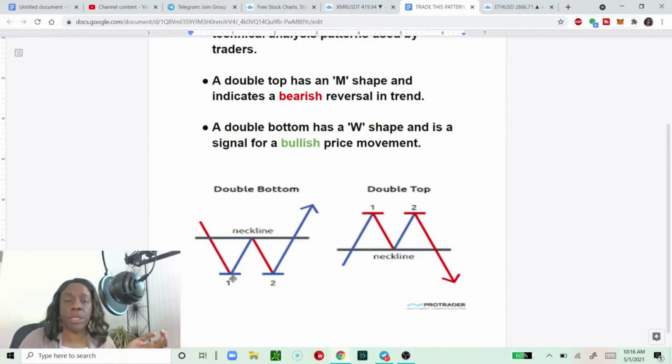They're called the double bottoms, and it says a double bottom has a W shape and is a signal for a bullish price movement. So with the double bottom, you're already in a downtrending market, indicated by the red. So it comes down, it comes down, it comes down, and then it hits an area of support 1. And then it heads back up to the neckline, and then it heads back down again.